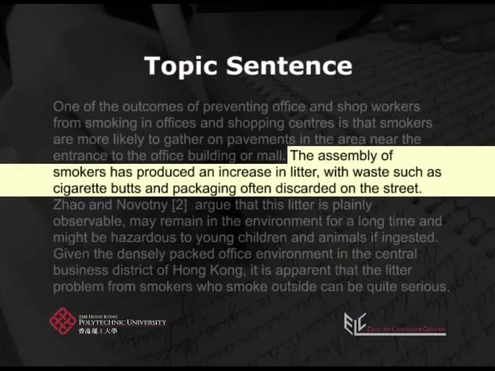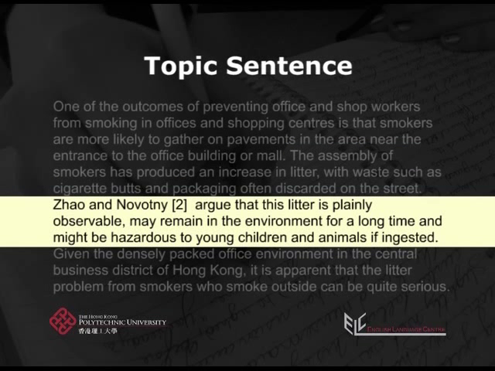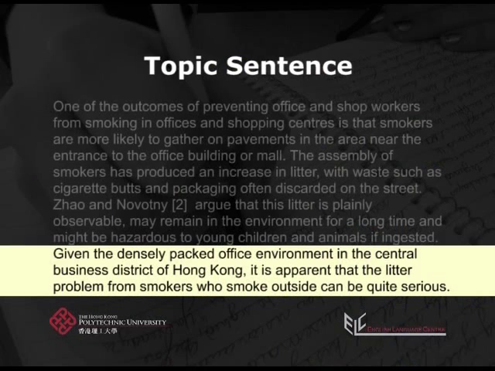So what's the purpose of the topic sentence? It should tell the reader what the paragraph is about. So this topic sentence tells us that there has been an increase of litter because more people now have to smoke on the street. Okay, next, the supporting evidence. This sentence uses a source, Zhao and Novotny, which shows why the litter is a problem. And remember, this makes your writing stronger and it's no longer just your opinion. Finally, we have the concluding sentence. This links back to the topic sentence as well as the context of the question, Hong Kong.